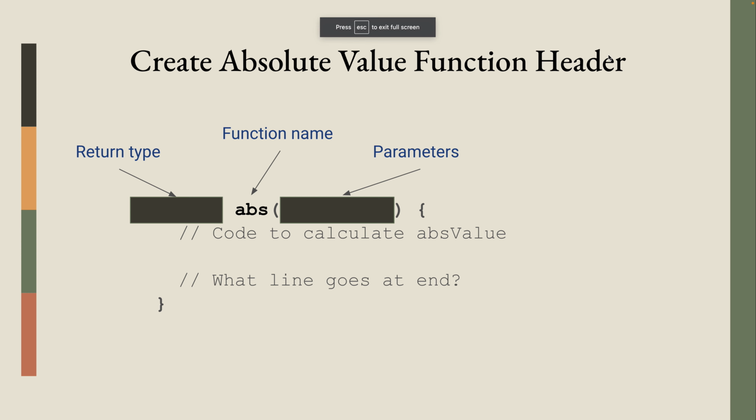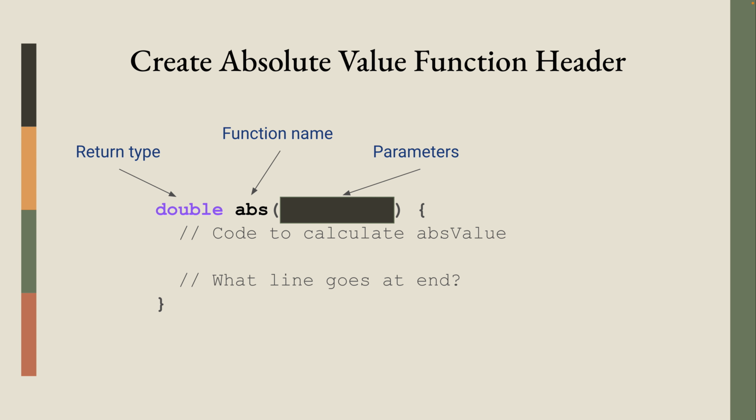So let's say we wanted to create the function header for the absolute value problem. The first thing we want to think about when we're creating the function is what is our return type. What is the data type we want to return for absolute value? It's going to be a double. Then we have our function name. We can call this whatever we want. We'll just call it abs for short.